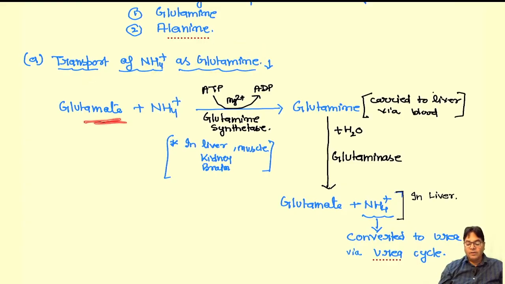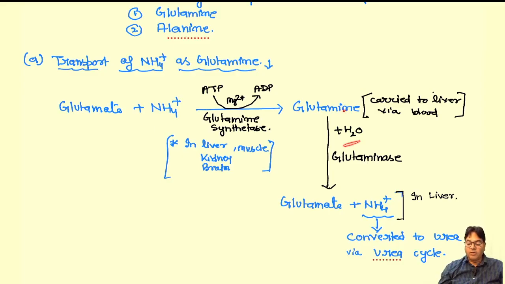Glutamate combines with ammonia with the help of ATP, which gets converted into ADP, and Mg2+ ions. Glutamine synthetase is the enzyme. So this reaction results in the formation of glutamine. That means that ammonia is incorporated in the structure of glutamine. This glutamine is non-toxic, and it is transported to the liver via blood.